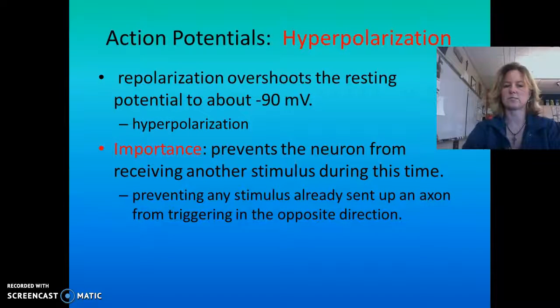Remember, in order for us to trigger an action potential, our threshold has to be reached. So we have to get that voltage to change up to negative 55. So we are now farther away from that. So it's going to take a really big stimulus to get that to change. Our gradients are all messed up. So really it's virtually impossible to stimulate another action potential in that section of the neuron until we get everything kind of back to normal.